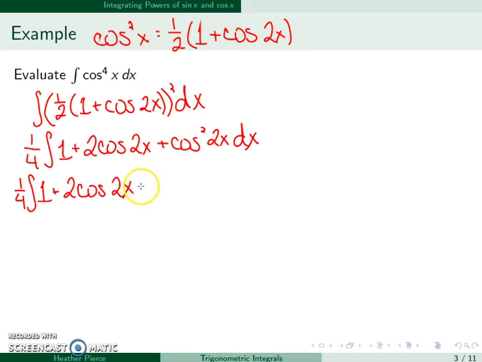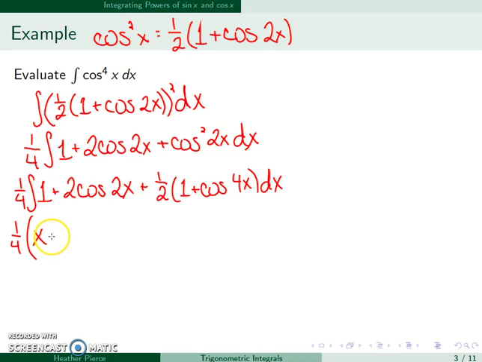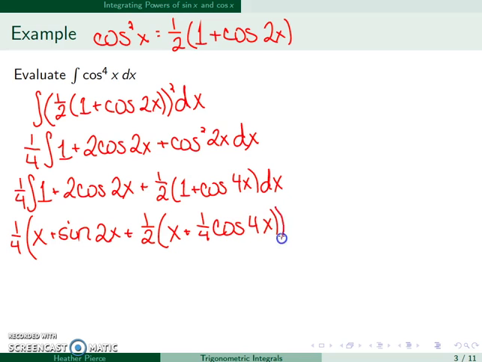So I'm going to use this same property again and write this as 1/2 times 1 plus cosine 4x dx. And now I can integrate. So this is 1/4 times the integral of 1, which is x, the integral of 2 cosine 2x, so the integral of cosine would be sine, and then I would have to divide by a 2, so I would just get sine 2x, plus 1/2 times the integral of 1, which is x, and the integral of cosine 4x would be 1/4 sine 4x, plus c.